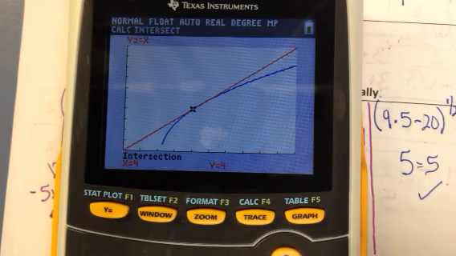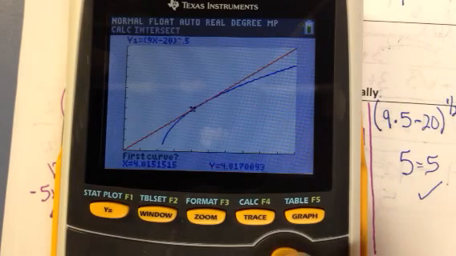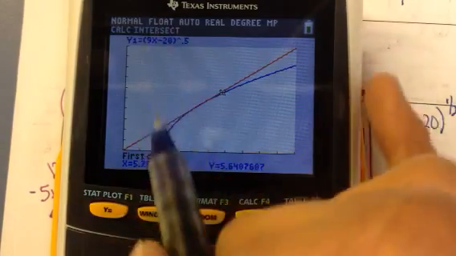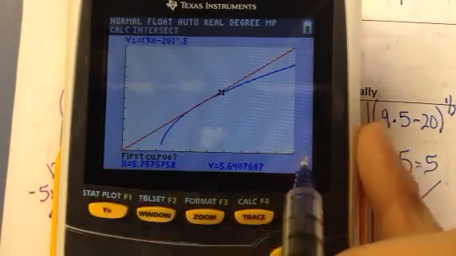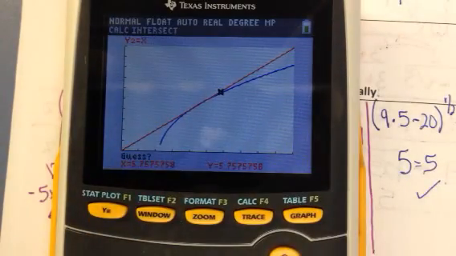So I can see that 4, 4 works, and then I'm going to verify it again and choose option 5, and this time move it over more to the right because I know it's supposed to hit it twice. And in my window, if this is from 0 to 10, I know that 5 is here. So just hit enter 3 times, and there's the other one.